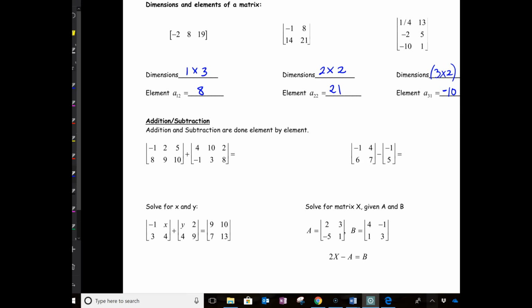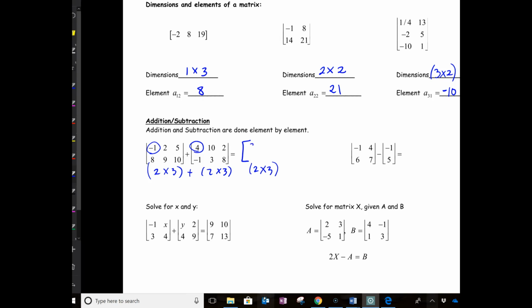Addition and subtraction, again, are done element by element. So can we add this matrix together? This is a 2 by 3, and we're adding it to a 2 by 3. Can this be performed? Yep. What would the resulting matrix become? 2 by 3.